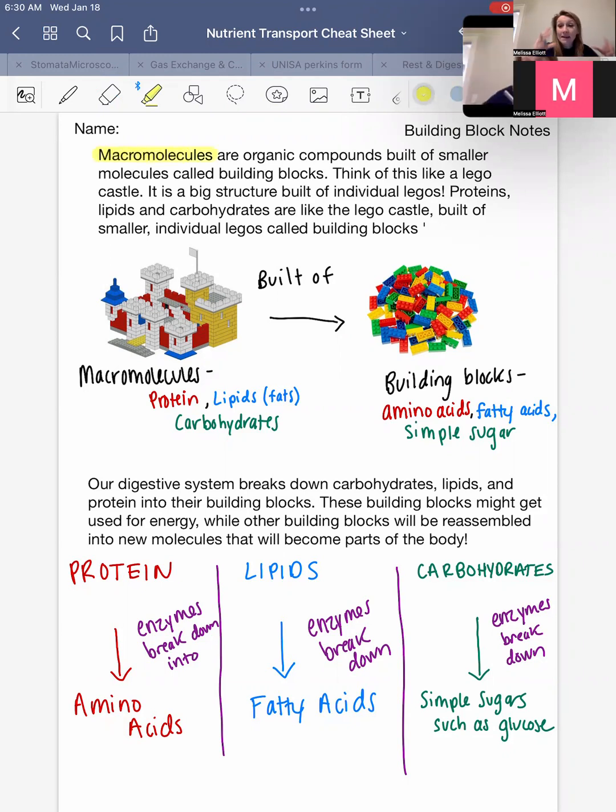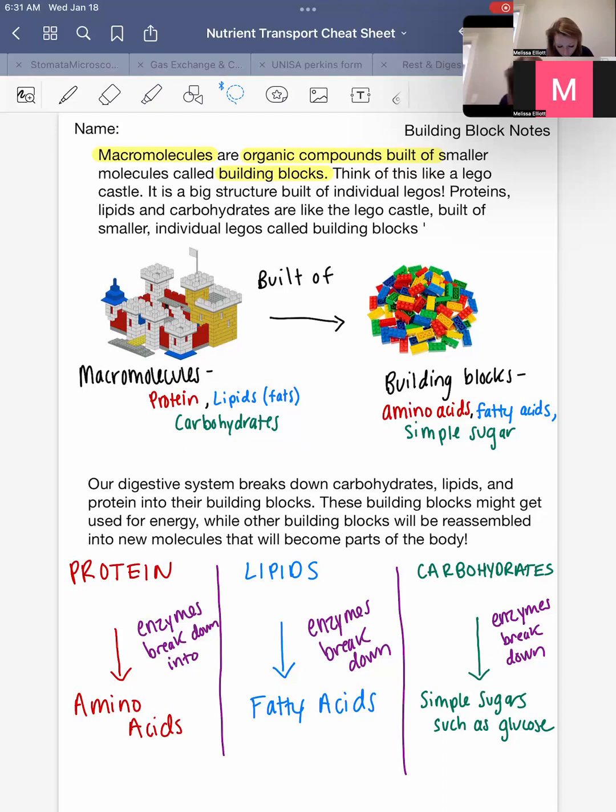Macromolecules, remember macro meaning big, right, and complex. Macromolecules are organic compounds built of smaller molecules called building blocks. You can think of this like a Lego castle. So, proteins, lipids, and carbohydrates, right? Those are like the big Lego castle, meaning they're these big molecules built of tiny little individual Legos, right?